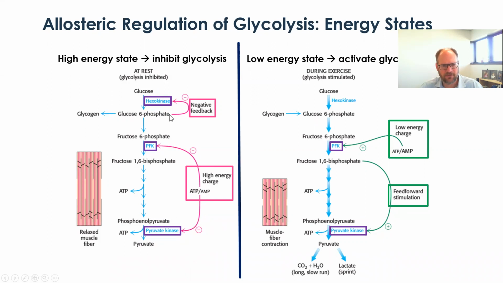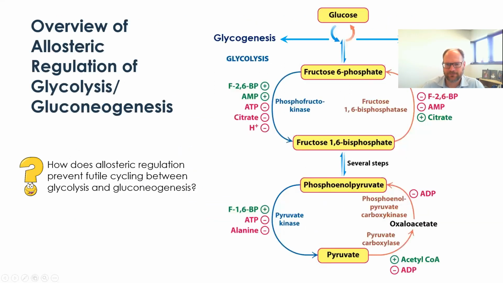They're regulated by two different mechanisms. Glucose 6-phosphate feeds back and inhibits hexokinase itself, and phosphofructokinase and pyruvate kinase are each inhibited by ATP, which is sort of the end product of the pathway. And on the reverse side, when the energy state is low and AMP levels are high, phosphofructokinase is stimulated, and so is pyruvate kinase, and that leads to higher glycolytic rates.